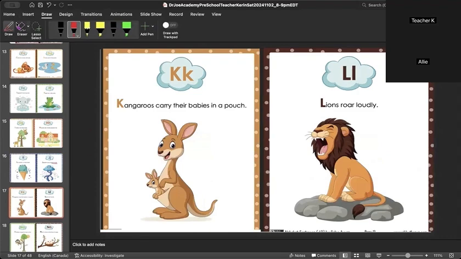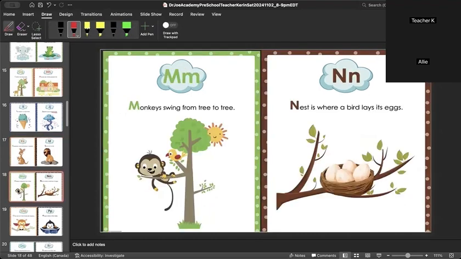Okay, go on to the next one, please. Kangaroos carry their babies in their pouch. Lion roars loudly. Perfect. And the next slide for me, please. Monkeys swing from tree to tree. Next, where baby birds lay its eggs. Okay, so monkeys swing from tree to tree. Can we repeat that sentence? Monkeys swing from tree to tree.